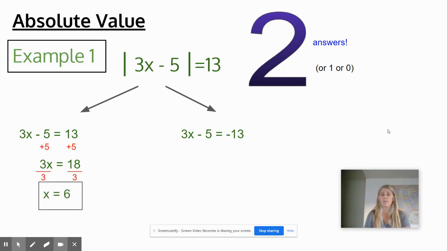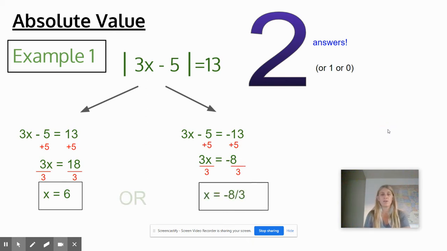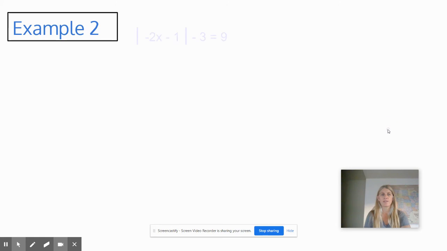We're now going to solve the equation on the right. We're going to add 5 to both sides, and that gives us 3x is equal to negative 8. Divide both sides by 3, and x is equal to negative 8/3. So these are our 2 answers. X is 6 or x is negative 8/3. Let's go ahead and look at another example.